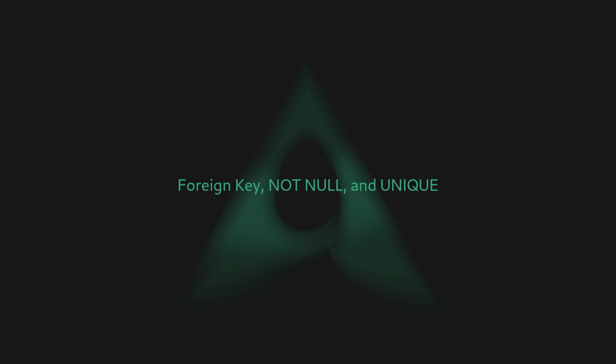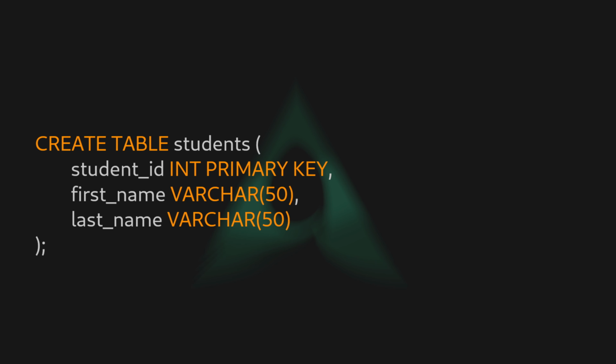We use foreign key when we want to relate a column inside a table to another column inside another table. This is known also as the parent-child relationship. Let's say that we have a table called students, and inside this table we have a column called student underscore ID. That is primary key.